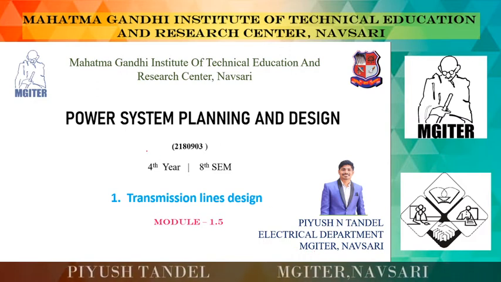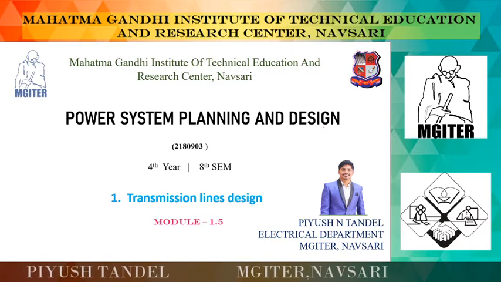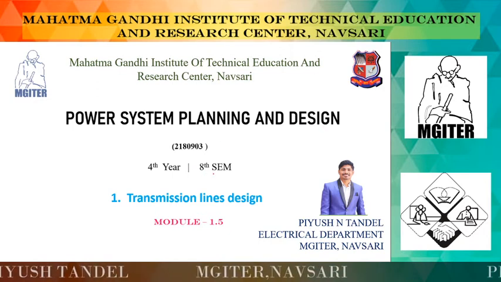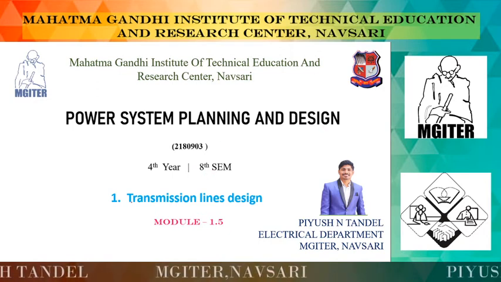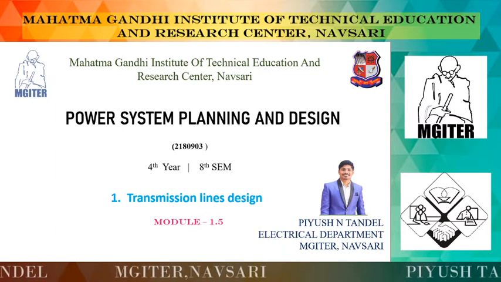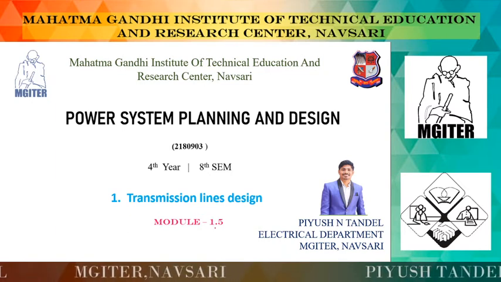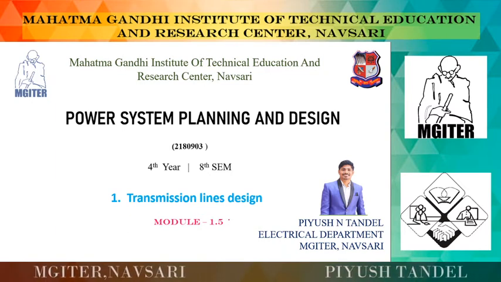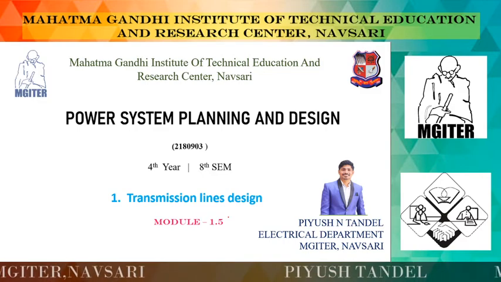The name of the subject is Power System Planning and Design, which comes in 4th year, 8th semester. Right now we are discussing chapter number 1, that is Transmission Line Design, and this is module number 1.5. So in this section we are going to discuss the insulators.